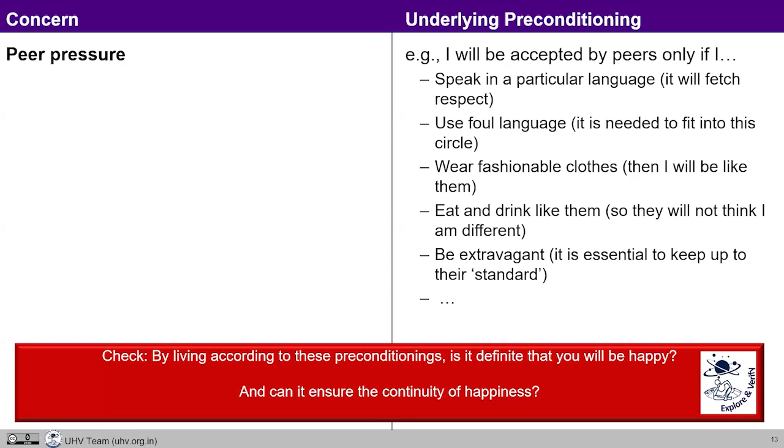So by living according to the preconditionings, we can ask, is it definite that you will be happy? And can it ensure the continuity of happiness or not? What do you think? If you ask these kinds of pertinent questions, the child is very much able to relate to this content. And then they are able to see that we are not preaching something in the name of morals. We are talking something very substantial, very basic. And that message has to go during the SIP only.